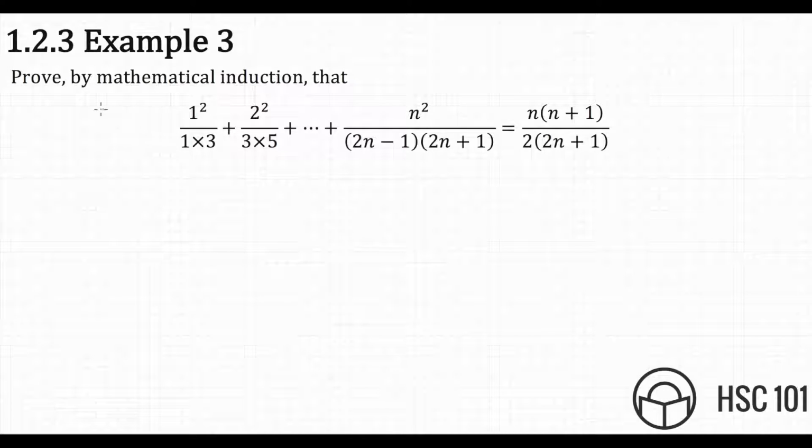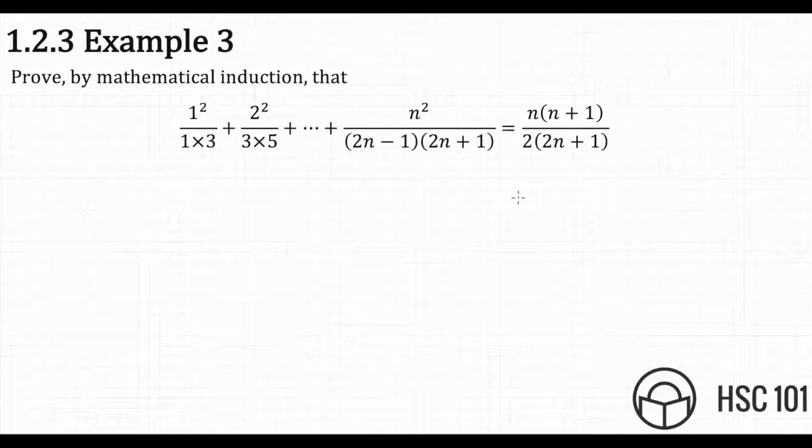Example 3, we want to prove by mathematical induction that 1 squared over 1 times 3 plus 2 squared over 3 times 5 plus ... all the way to n squared over (2n minus 1) times (2n plus 1) is equal to n times (n plus 1) over 2 brackets (2n plus 1).